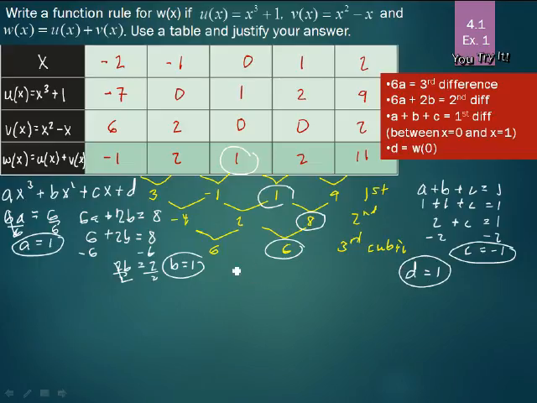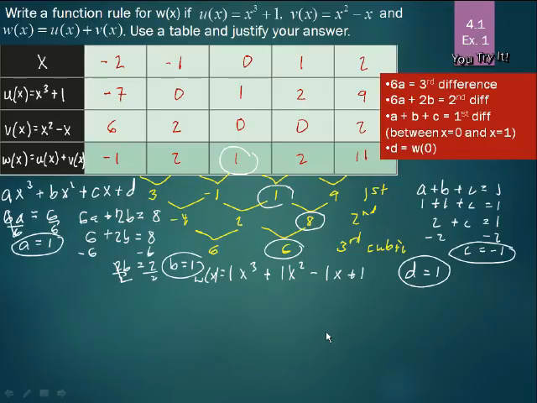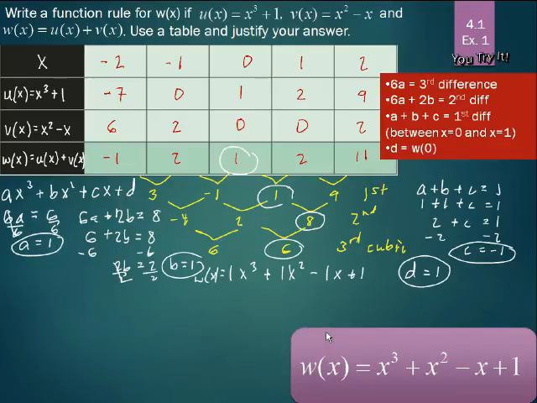And then plug those into our standard form. a is 1, so we have 1 x cubed. b is 1, so we have b x squared plus cx, and c here is -1, so we can just do plus -1 x, and then plus d, which is 1. And we know that equals w of x. We don't need to put 1 as a coefficient since it is 1. So our final answer will be w of x equals x cubed plus x squared minus x plus 1.